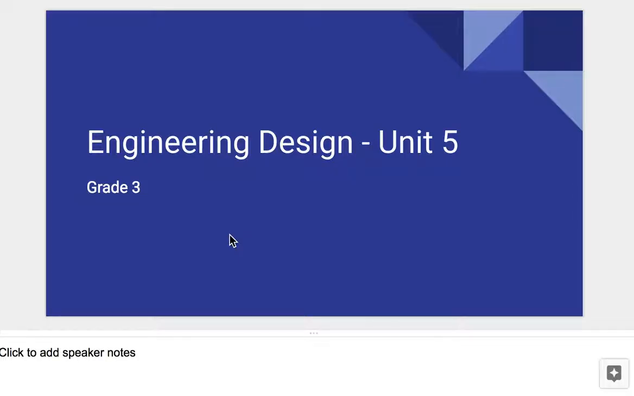Welcome back to your last science unit of the year, which is Engineering Design. This is Unit 5 and it's for 3rd grade. Just so you know, we also are calling this our science fair, so I might use that interchangeably throughout the unit as either the title Engineering Design or the science fair.